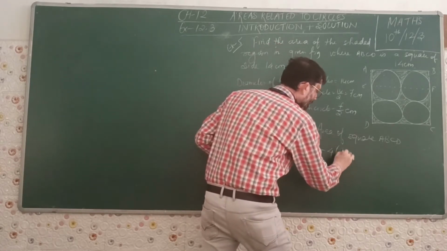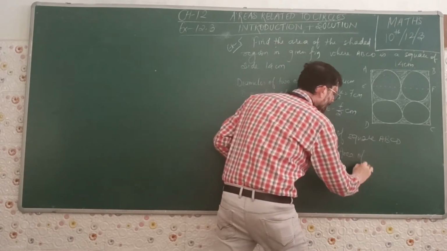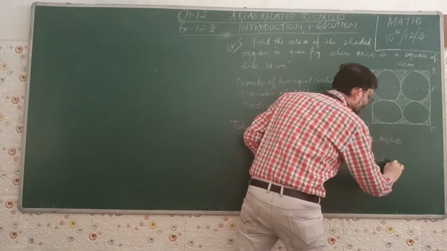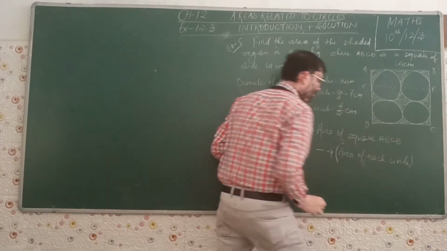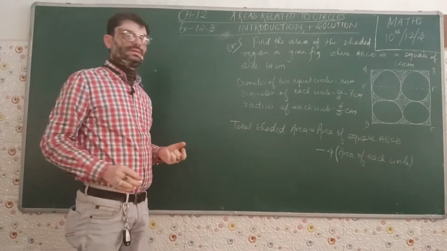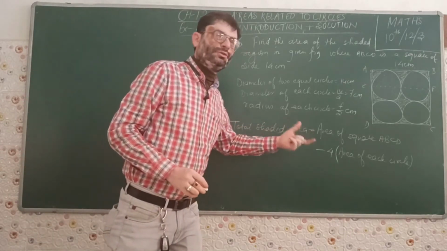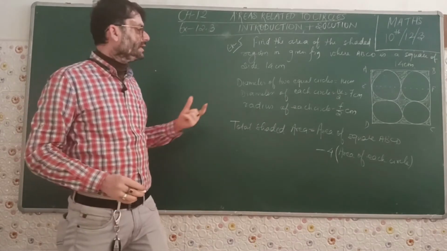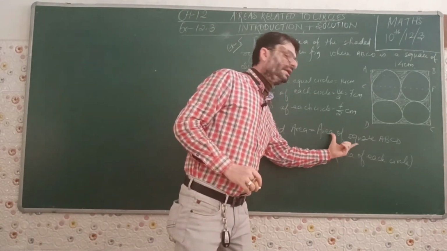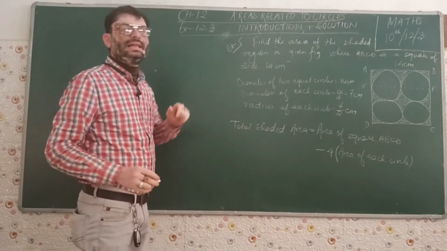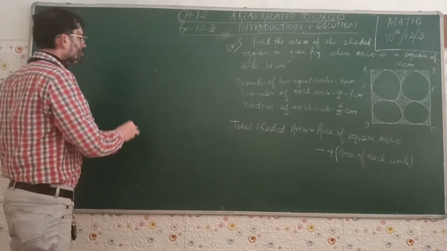So 4 into area of each circle. We can write area of the square ABCD minus 4 circles we have. So area of each circle into 4 is the total area of the 4 circles. That is to be subtracted from the total area of the square lawn to get the area of the shaded region. Let us solve it.